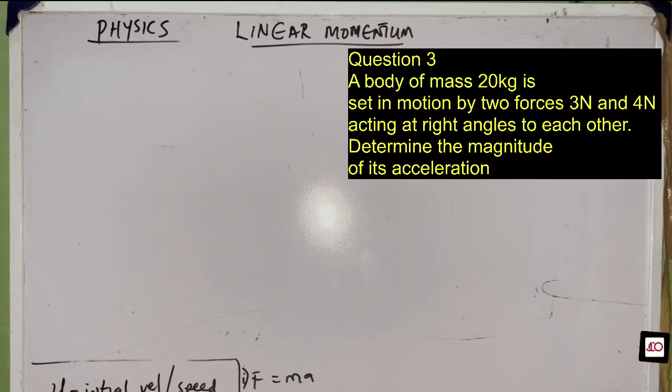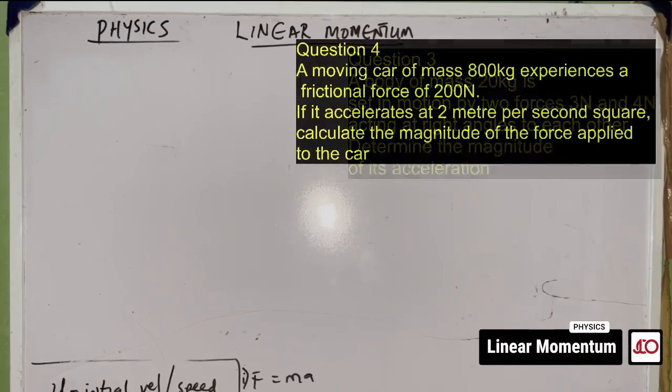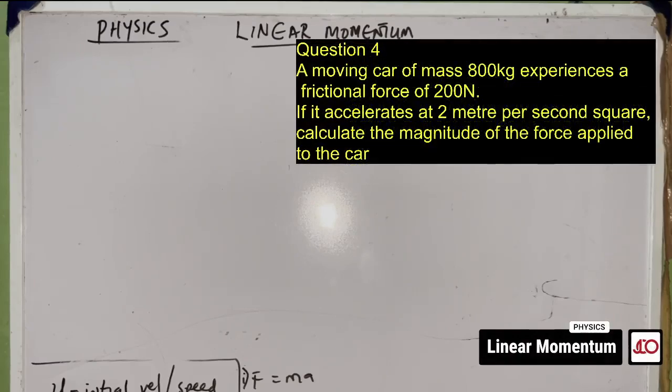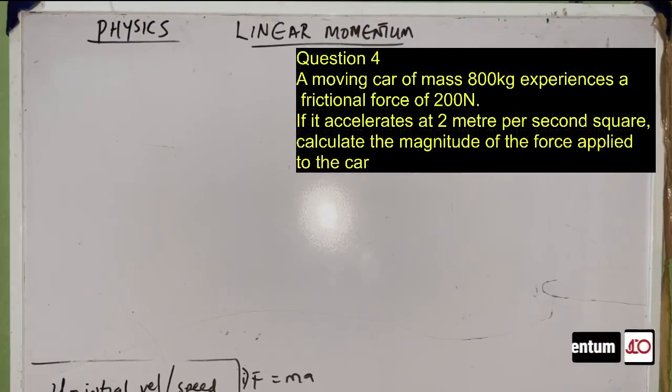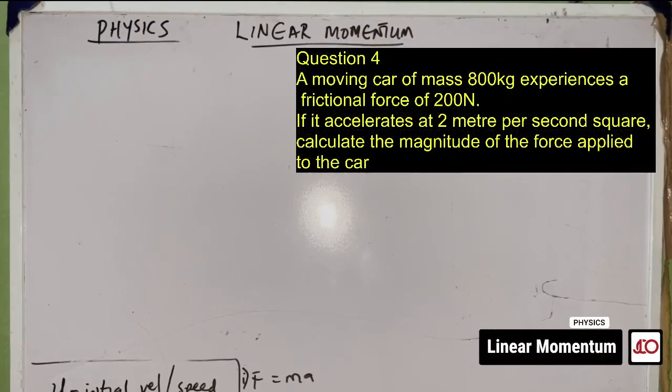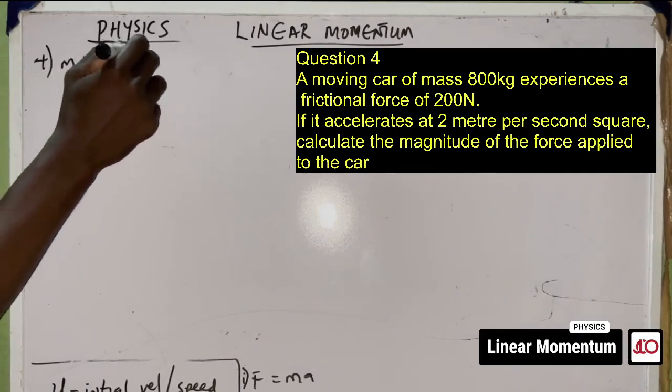Let's take the next question, which says: a moving car of mass 800 kg experiences a frictional force of 200 Newton. If it accelerates at 2 meters per second squared, calculate the magnitude of the force applied to the car. What's the first thing given to us here? The mass of the car. The mass is 800 kg.